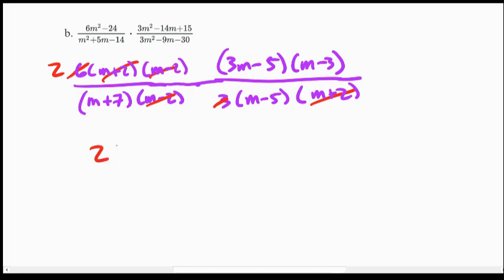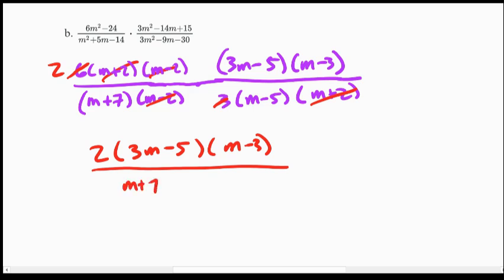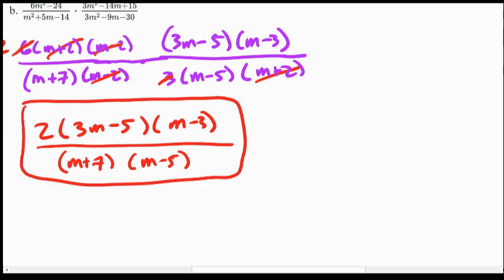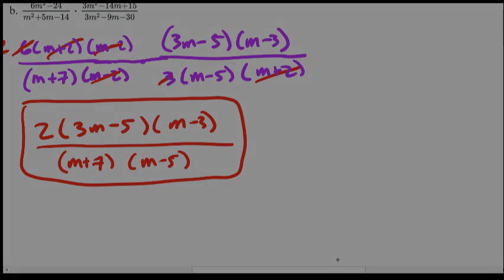So putting it all back together here, 3m minus 5, m minus 3, all over m plus 7, m minus 5. And again, personally, I like it better when things are multiplied back together, but for time's sake, we'll go ahead and leave our answer in factored form here. So got everything canceled. It's as simplified as it gets, except for we didn't multiply everything together. But there you are.